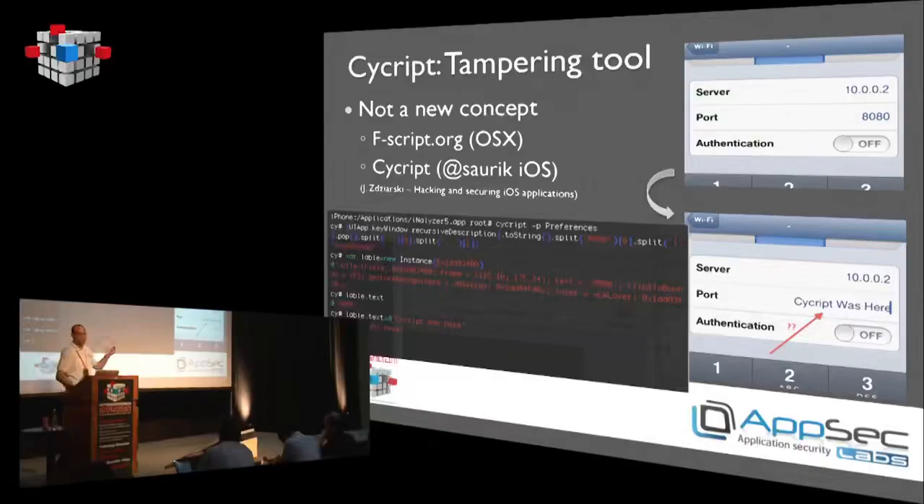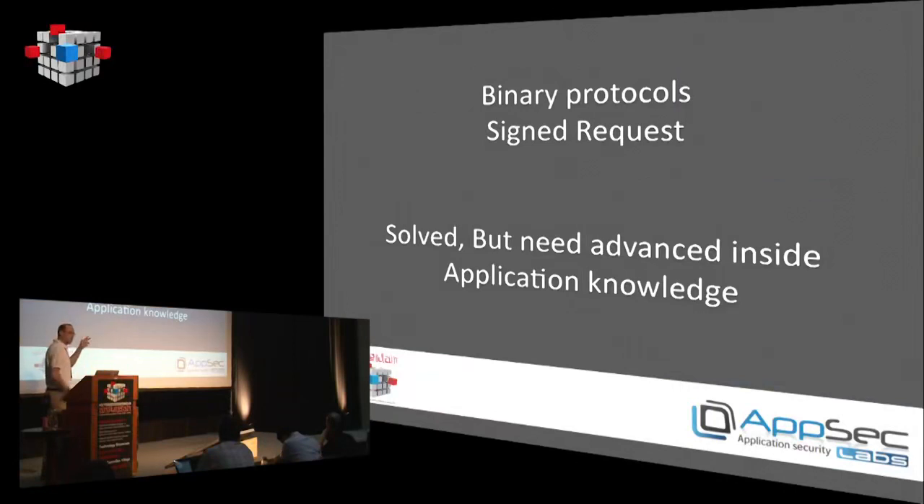So if we're looking at this new approach, Blackbox testing using Cycrypt, then if I know the right protocol, I can really solve the binary protocols problem. I can really solve the signed request problem. I can solve it. I only need one key piece of information that is missing. I need to know where this object is accessible. What is its name? What are its methods? Etc., etc. And this is why I developed the iNalyzer.